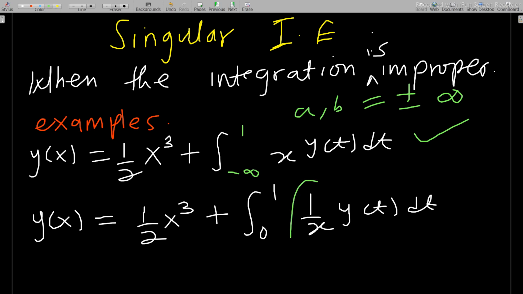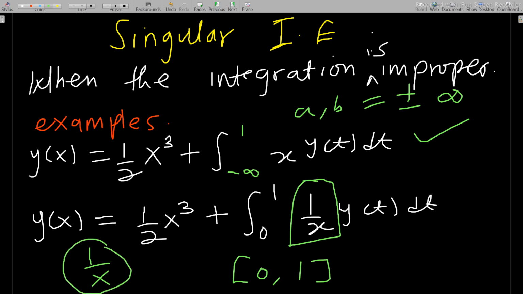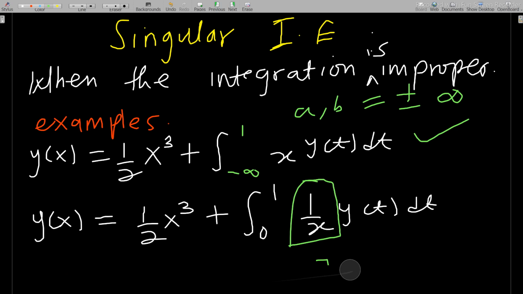Or when the kernel is not continuous. This is the kernel: any function attached to the y of something or u of something is a kernel. So when the kernel is not continuous within the limits of integration, so I have 1 over x as my kernel, and the limits of integration are 0 to 1. When I plug 0 into this function, it becomes 1 over 0, which does not exist, so it makes it discontinuous. So when the kernel is not continuous under the limits of integration, that also becomes an improper integration. And with this, you also have a singular integral equation.